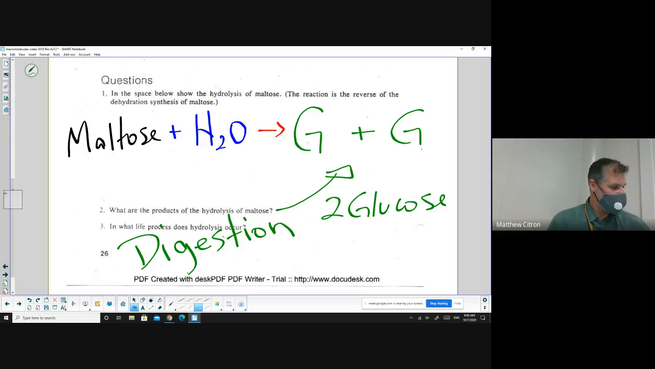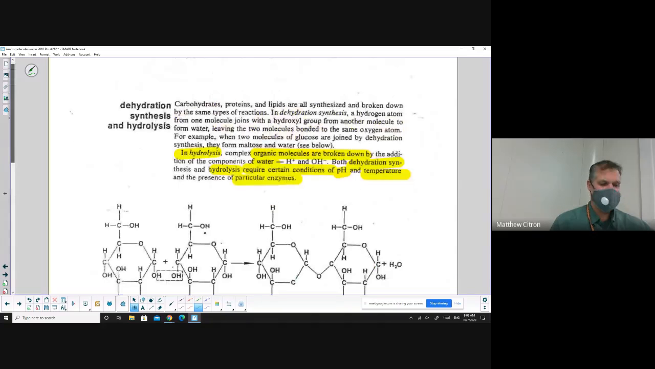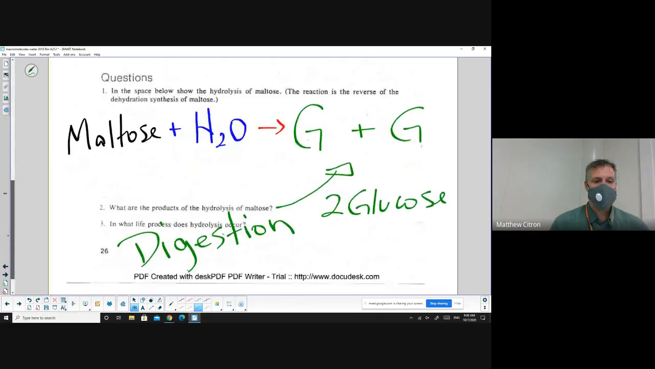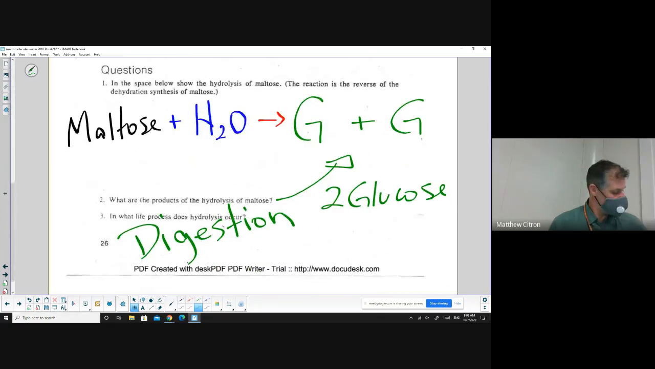All right. Questions on dehydration synthesis or on hydrolysis? Really complex materials made by water. Breaks it down so the body can use it. Correct. That's what digestion does.